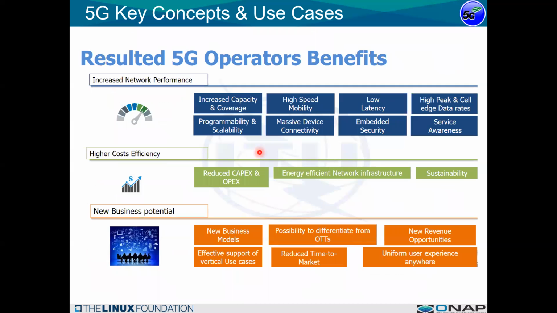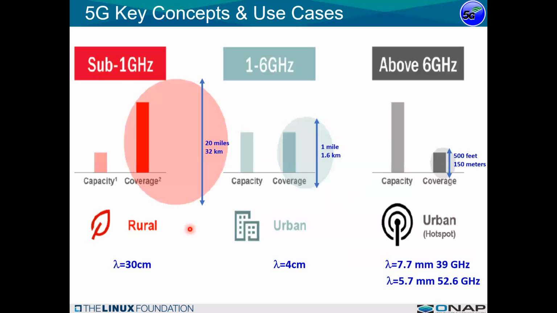So some of the things that we anticipate 5G will bring to service operators is increased network performance. 5G will require a lot more base stations, especially if you roll out millimeter wave, but that also brings with it better coverage and improved capacity, higher speed, lower latency, high peak data rates, scalability, massive device connectivity, embedded security and service awareness, better cost efficiency with reduced CapEx and OpEx, energy efficient network infrastructure, and of course, many new business models, IoT, and many revenue capabilities, and just the huge amount of new use cases that are opened up by 5G.